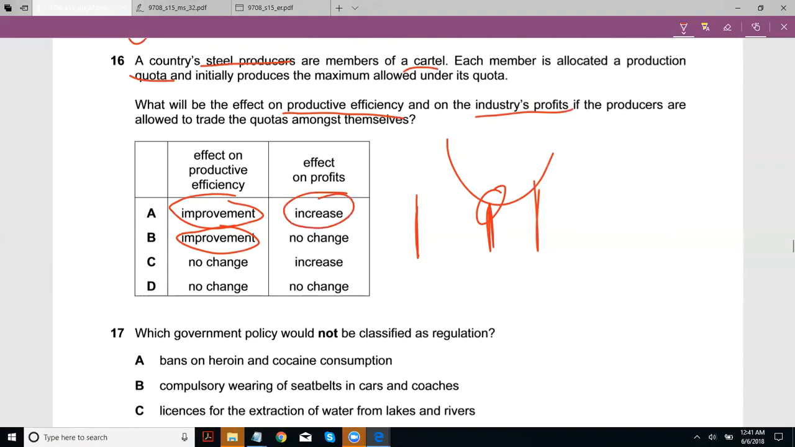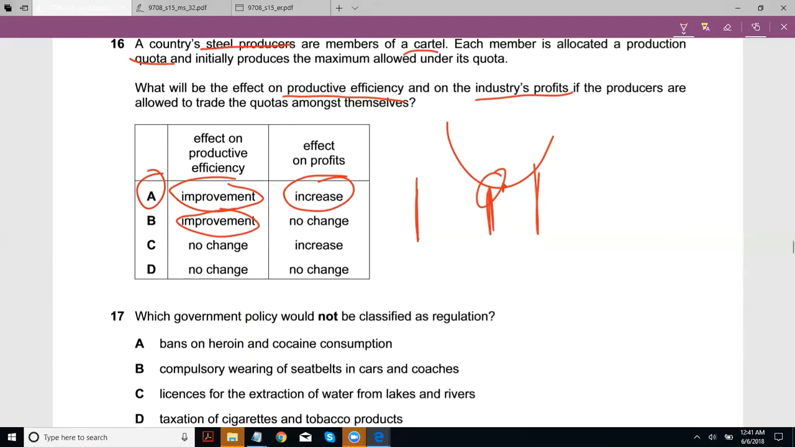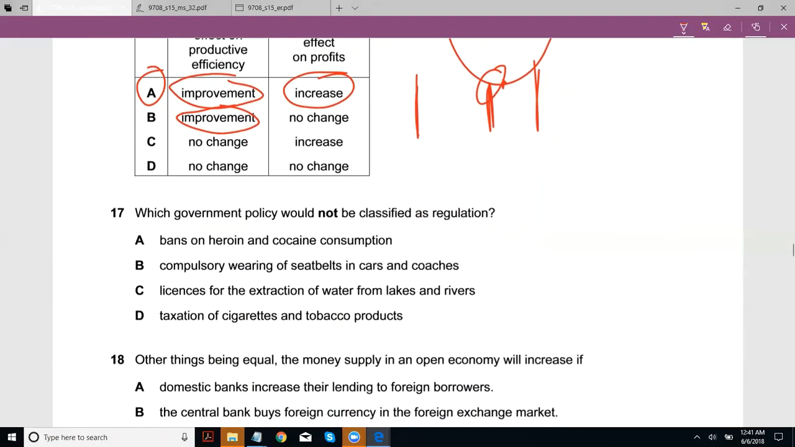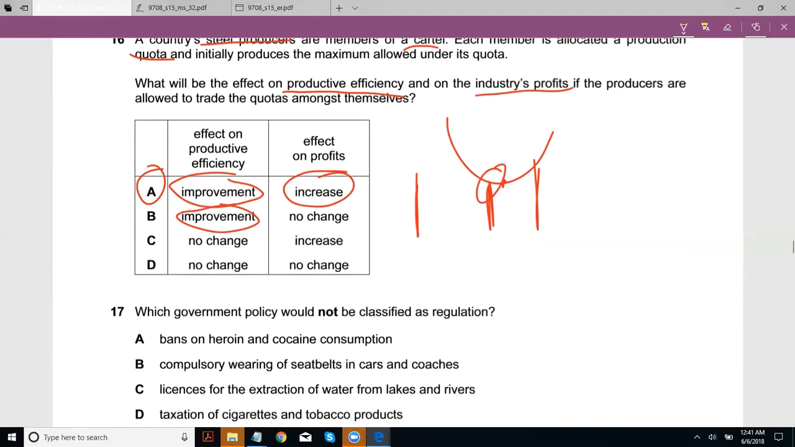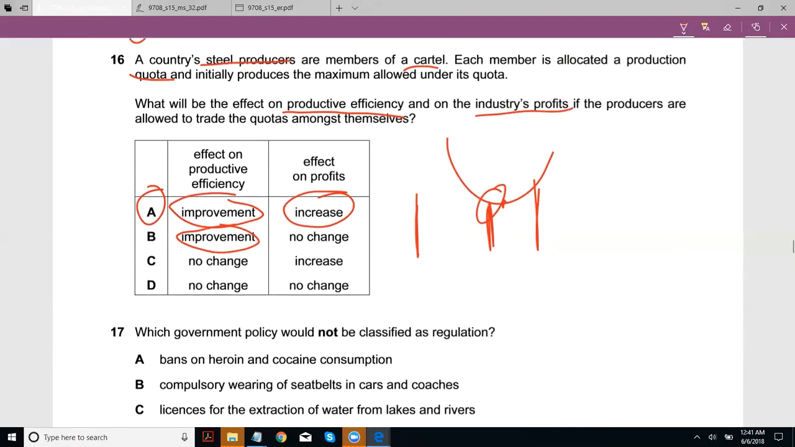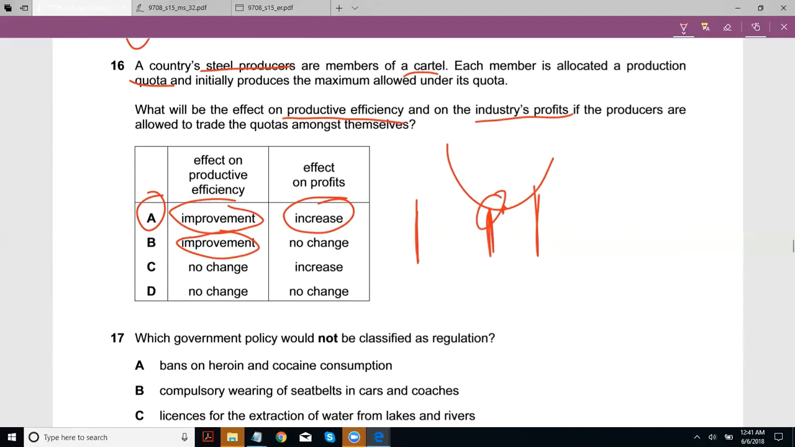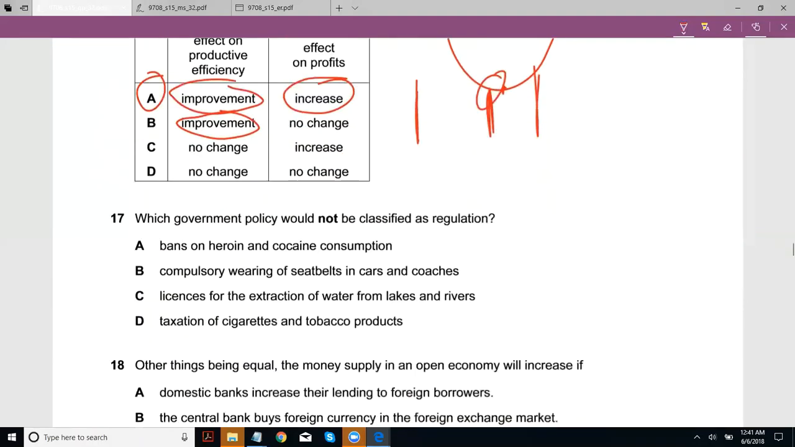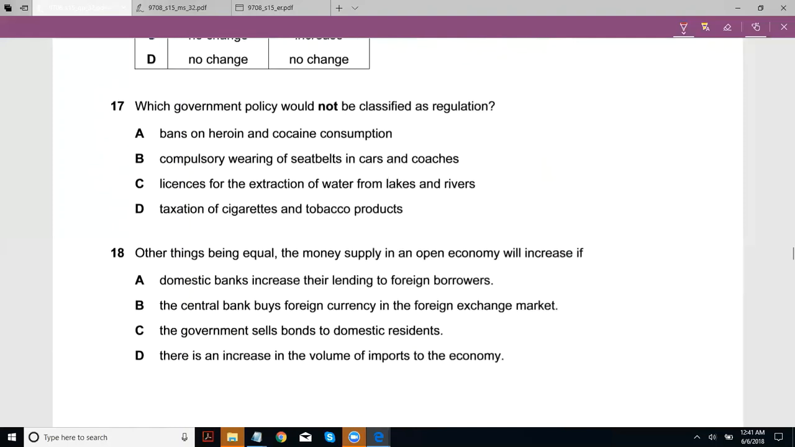And profits will also increase, because if trading helps you to produce at a point where you're at your minimum average cost, since costs decrease, then profits should also increase, because then you're just selling at a particular price in a cartel. So the price is the same, but your costs have gone down, so your profits should increase.